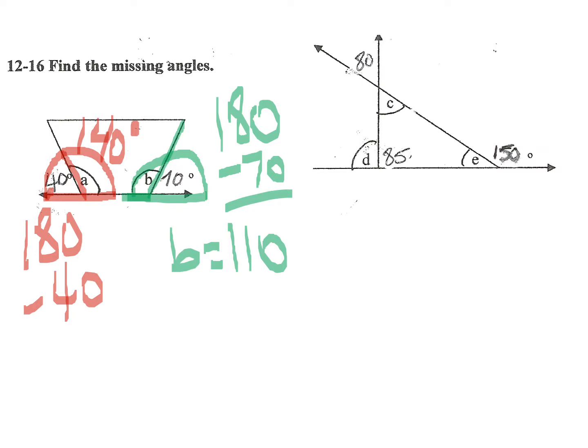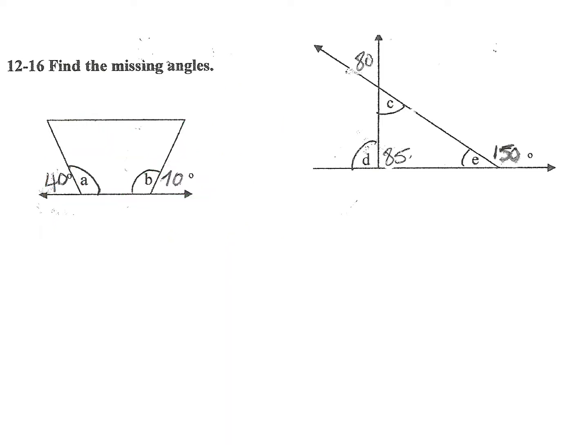All right, next. Same thing we're looking for. We look for easy stuff first, the verticals. Look at that X right there. Making a nice neat X. That's 80, so that vertical at C would be 80.